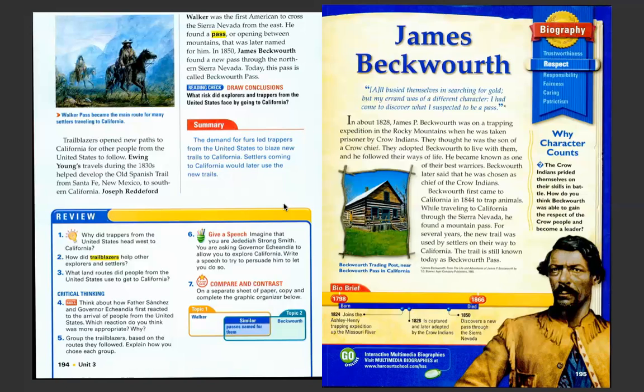Okay? All right, you guys, go ahead and look back through this on your own if you'd like, and we'll be continuing to talk about our movement westward into California.